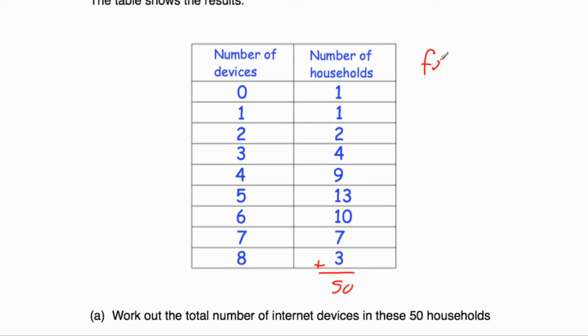So if we add on the FX column and multiply the frequency, the number of households, by the number of devices in each of those households, we'll get our FX column, and then we can add that up to find the total number of internet devices. So in one household, there's no internet devices, so that's 1 times 0 is 0.